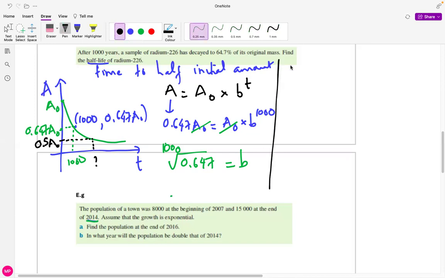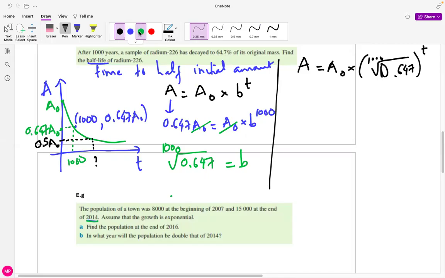So therefore, the exponential model will be A equals A0 times b, where b is the base, which is that number, whatever that number is, the 1,000th root of 0.647, to the power of t. Okay.